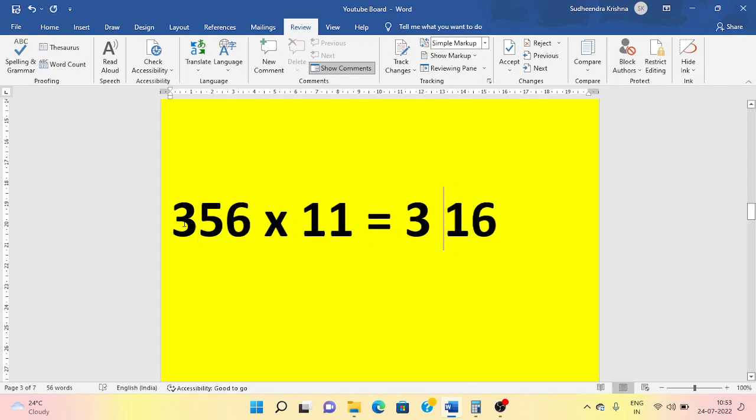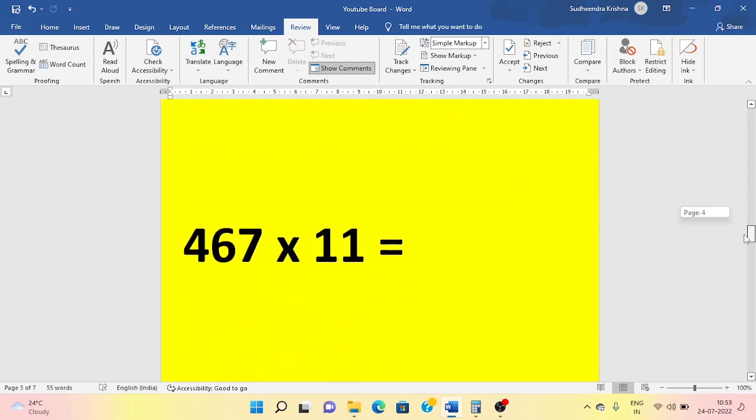Now you add the digits 3 and 5. 3 plus 5 is 8. 8 plus the 1 carry over will give you 9. So this is the required answer. So 356 into 11 is equal to 3916. It's as simple as this.